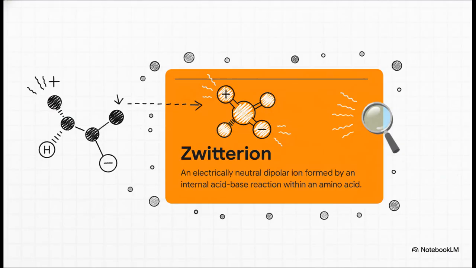So, think about it. What happens when you put an acid and a base on the very same molecule? They react with each other. The acidic end donates its proton over to the basic end. This creates something called a zwitterion, a molecule that has a positive charge on one end and a negative charge on the other, but is perfectly neutral overall.